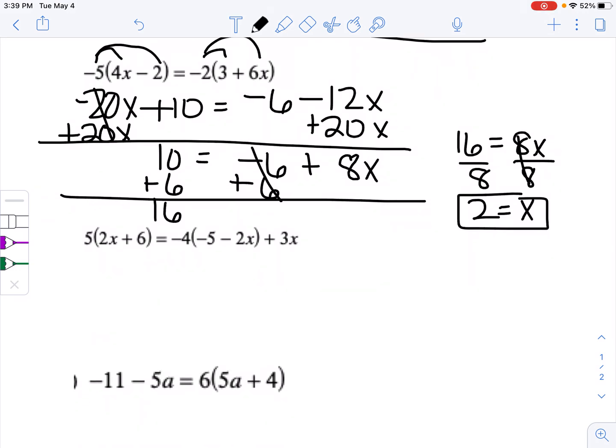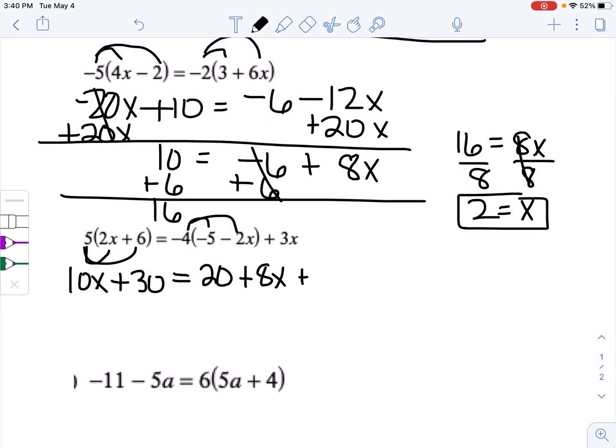Okay, on this next one, I'm going to distribute the 5. So 5 times 2x would be 10x. And then 5 times 6 is 30, so that's plus 30. And right here, I'm going to distribute the negative 4. Negative 4 times negative 5 is positive 20. Negative 4 times negative 2x would make positive 8x, so that's plus 8x. And then I have the plus 3x here on the end.